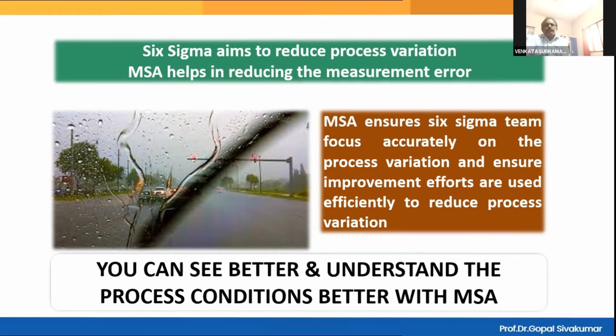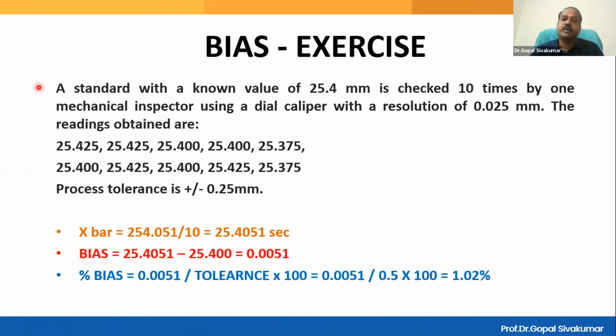after conducting the MSA. Now, when I say measurement system analysis, we are concerned about two things. One is accuracy, another one is precision. How is it different from precision? When I say accurate, what does it mean? Accurate is exactly near the target. Near the target.